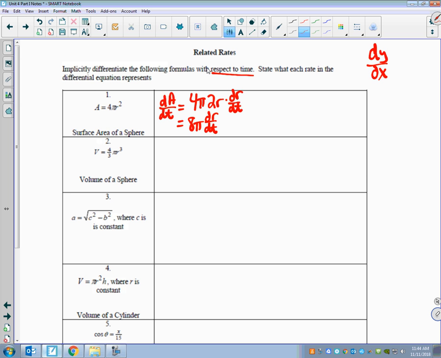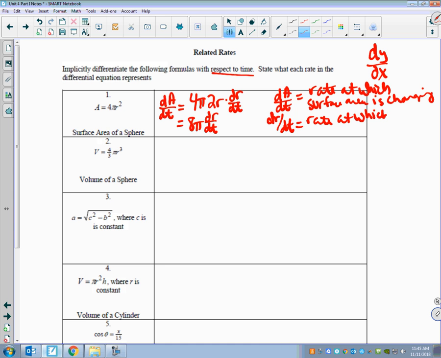And what does each of those represent? Well, dA over dt represents the rate at which the surface area is changing. I don't know that I'm going to write all these out because I write too big. And then the only other rate in this is dr over dt, and r represents the radius. So this is the rate at which the radius is changing. This allows us to do a lot of application problems as we do this.